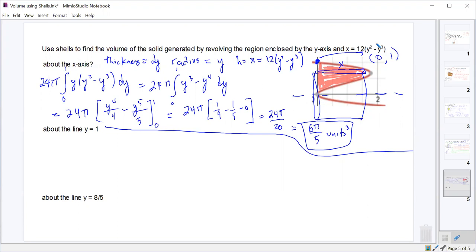So there's no way to do this in terms of x. It has to be done in terms of y. Good or no?